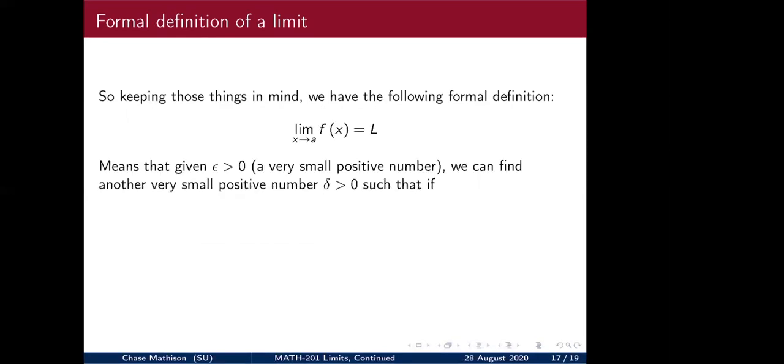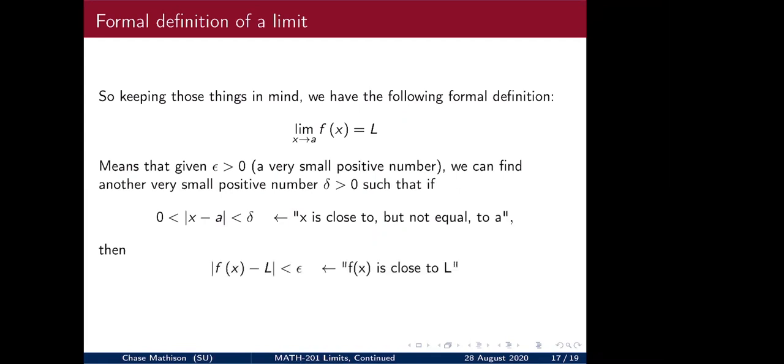All right, so here's the formal definition. The limit as x approaches A of f of x equals L. This means that if I walk in and give you an epsilon, a very small number, then you can work out a delta, another very small number, such that if the absolute value of x minus A is less than delta, which means that x is close to but not equal to A, so again, that's why this 0 is here, then f of x minus L in absolute value is less than epsilon.